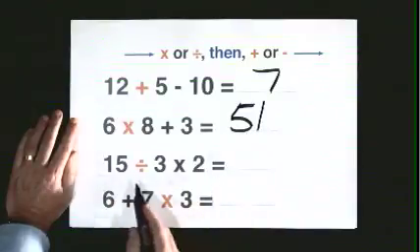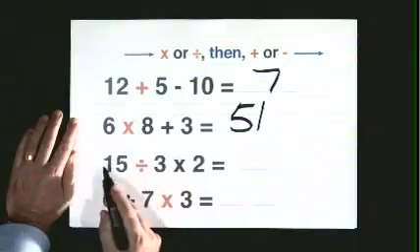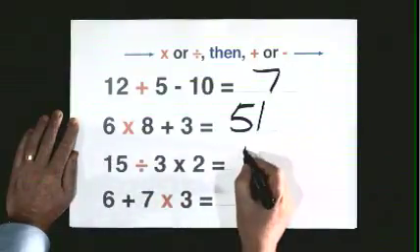Left to right, we must do the divide first. 15 divided by 3 is 5. 5 times 2 is 10.